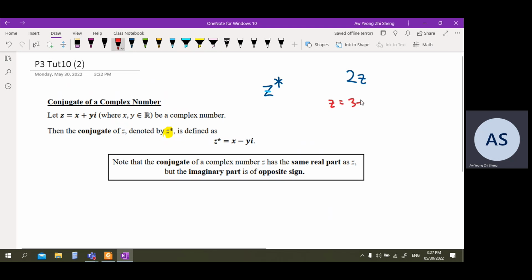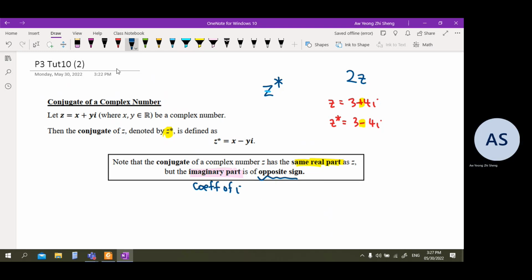If your Z is 3 plus 4i, then your Z star will be 3 minus 4i. You just have to reverse the sign for the coefficient of i. Okay, so in this box here, it says the conjugate of a complex number Z has the same real part as Z. So the real part remains unchanged, but the imaginary part, or in other words, the coefficient of i, will now have the opposite sign. The real part would always remain unchanged.